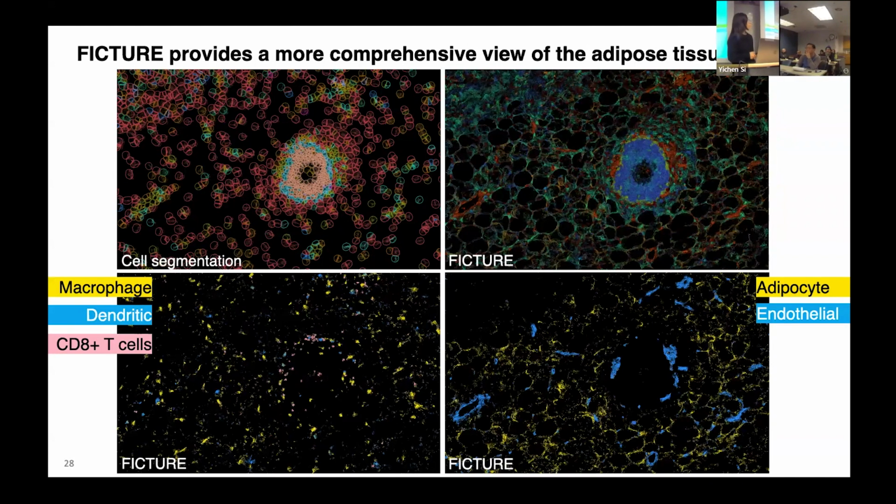So in this case, the top right is FICTURE's result. At the bottom, we highlight two latent factors. The yellow one is adipocytes, the blue ones are endothelial cells. At the left-hand side, we highlighted a couple of immune cell populations. So overall, I think our pixel level analysis provides a more realistic biological view of the underlying tissue.